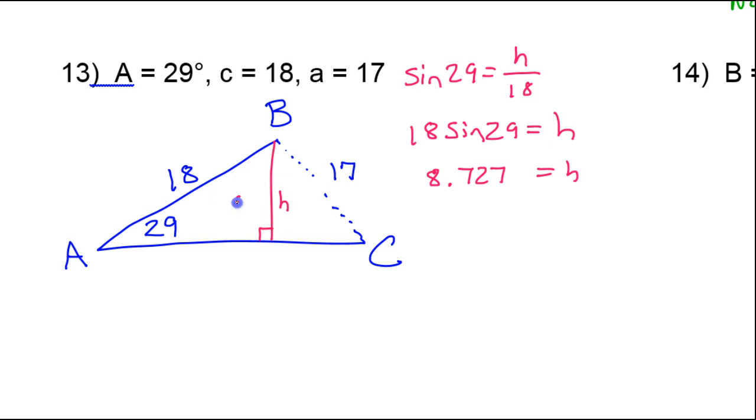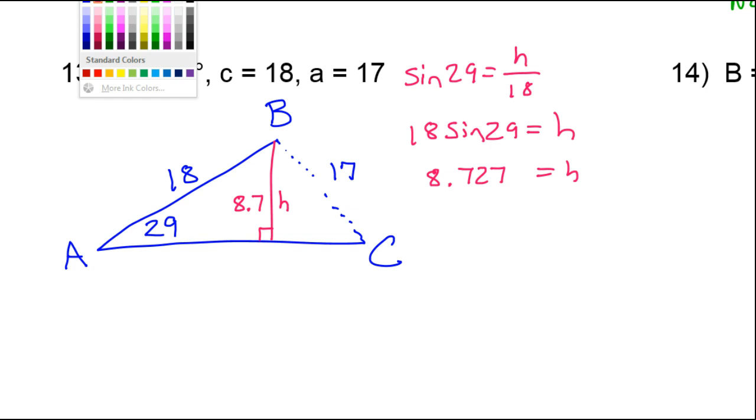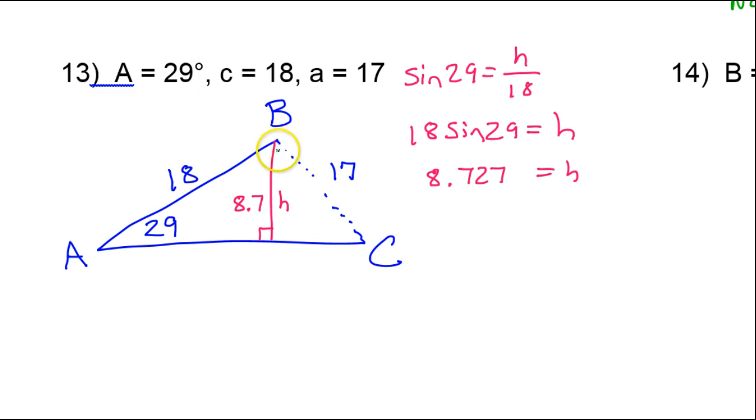Okay, so 8.7-ish. So will the swing side reach? Sure, 17 is plenty long enough to reach if the height is only 8.7. This is longer than 8.7, so it will reach. That means we will have at least one triangle. The question is, will we have two triangles? Well, the only way we could have two triangles is if the swing side can swing inside like this.